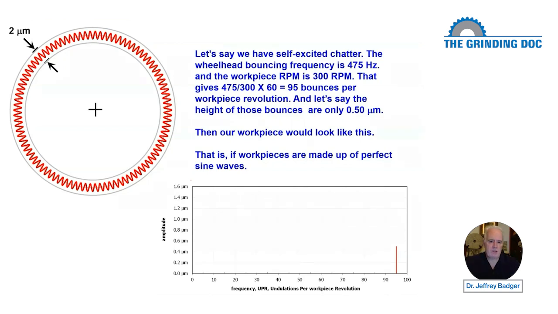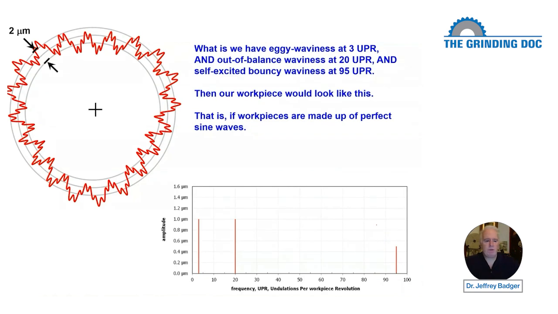Looks just like that. So now my FFT undulations per rev graph is going to have one peak and only one peak right there at 95. Let's make it a little more complicated.